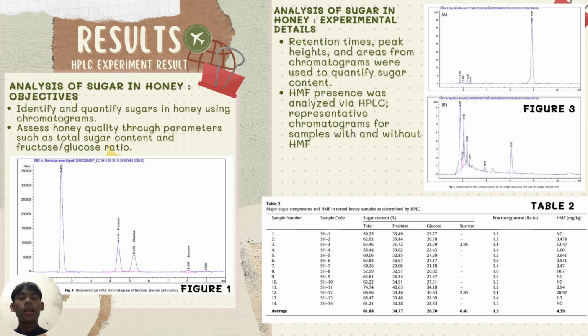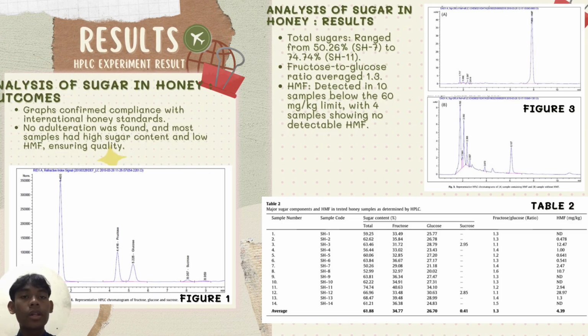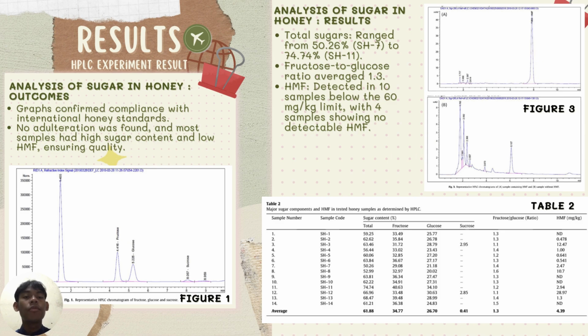HMF presence was analyzed via HPLC. Representative chromatograms for samples with and without HMF are shown in figure 3A and 3B. For the result, total sugar ranged from 50.26% for SH7 to 74.74% for SH11.